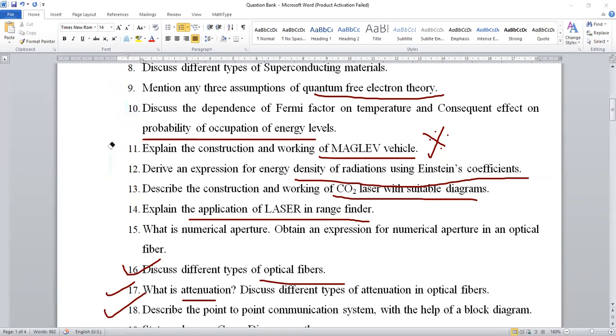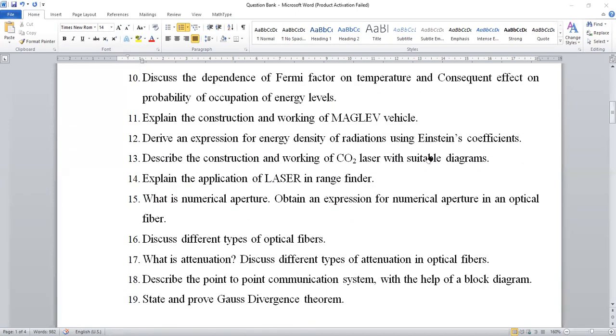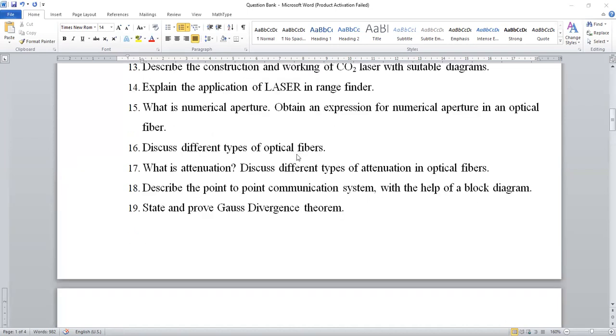I have seen these questions in some university question papers, so please pay attention. Try to practice once again. This session will be helpful for those who are doing the revision. Another one is, describe the point-to-point communication system with the help of a block diagram. That is already covered. State and prove Gauss divergence theorem.